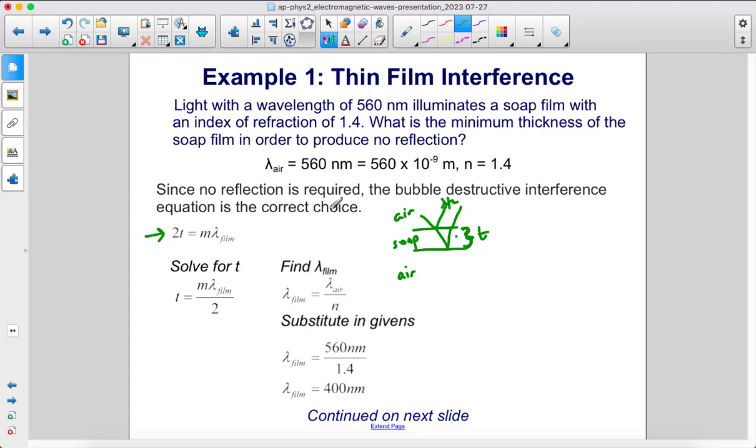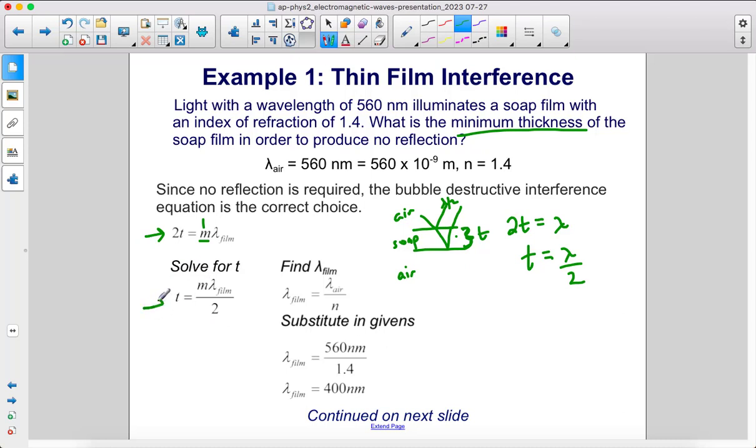When they say the minimum thickness, that would be what is the smallest thickness. So that would give us an m of 1, right? We don't want to have this m value be greater, right? 1 wavelength would be the shortest extra distance that you could travel where we would get that destructive interference. So we want 2t to be equal to exactly 1 wavelength. So therefore the t, the thickness, would have to be wavelength over 2.